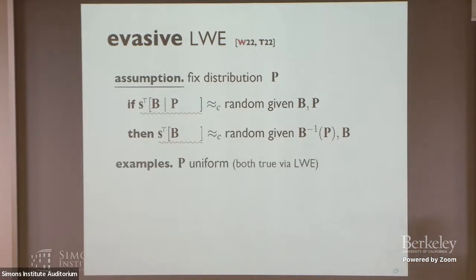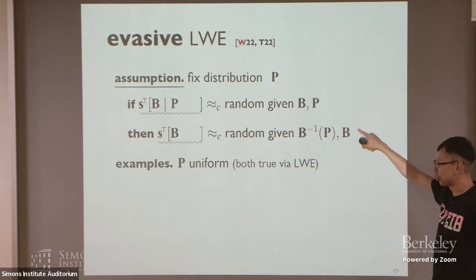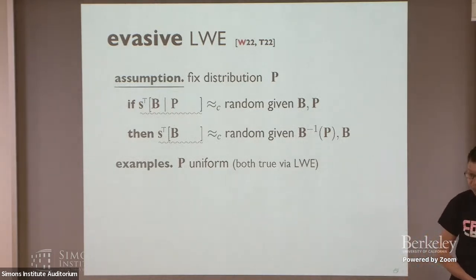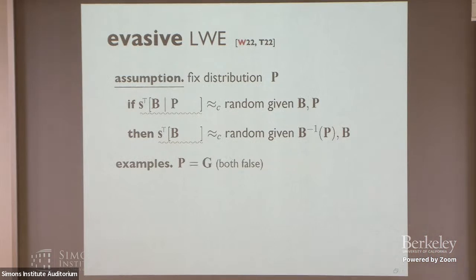Let me give you some examples. For instance, if P is a uniform distribution, then you can actually show both the precondition and the postcondition from the LWE assumption. So true implies true, so the statement is true. Whereas if B is the gadget matrix, then the precondition is false and the postcondition is also false, so there's no contradiction.